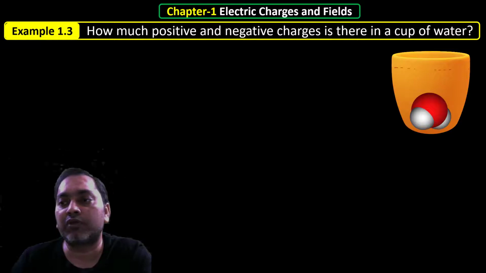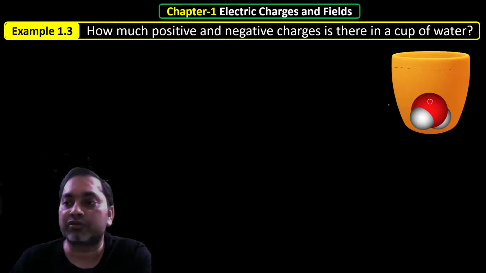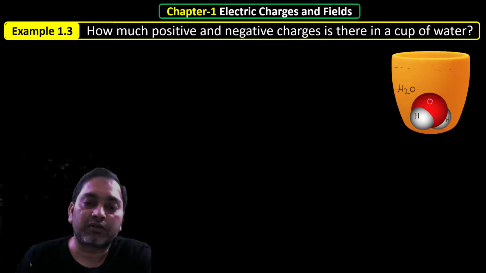So this is the molecule of water. The red color is oxygen, and the white ones show the hydrogen part. There are two hydrogen atoms and one oxygen atom. So the formula of water is H2O.